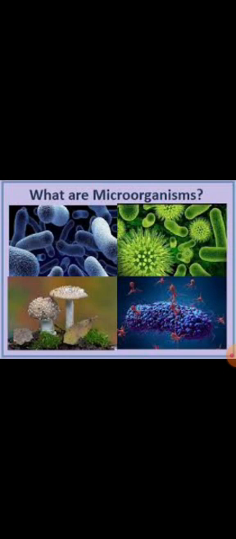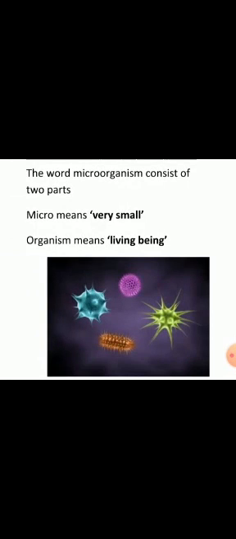Actually, the word microorganisms consists of two parts. One is micro and the other one is organism. Micro means very small and organisms means living beings. So those living beings which are smaller in size that we cannot see with the help of naked eye are known as microorganisms.